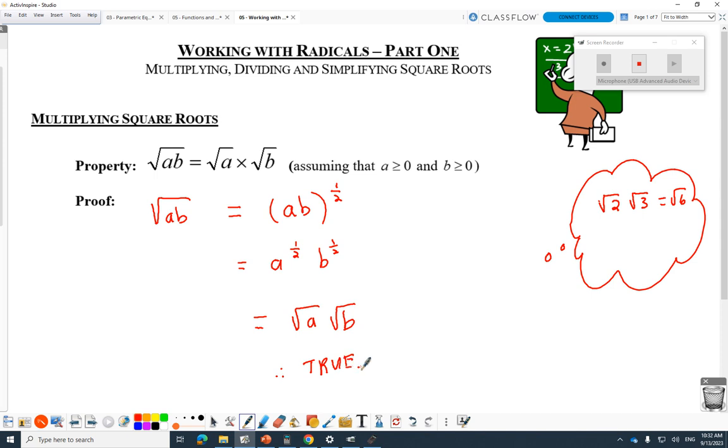I can do this. If I have square root 2 times square root 3, I can make it root 6 if that helps me. Better yet, if I have square root 6, I can break it into root 2 times root 3 if that helps me. So this goes either way.